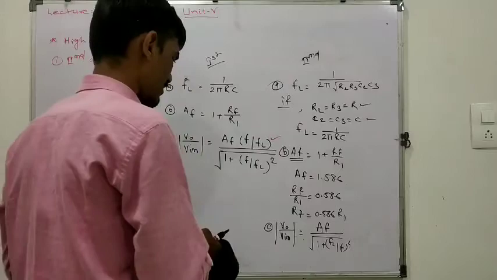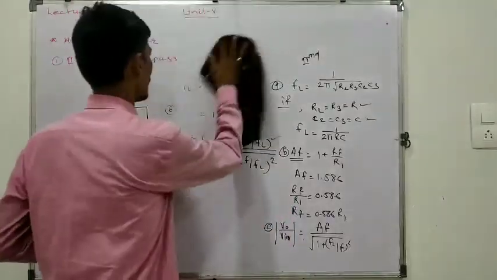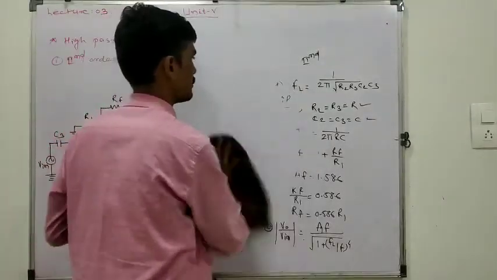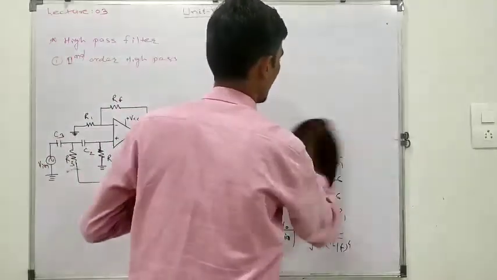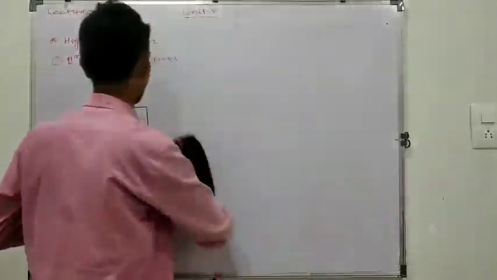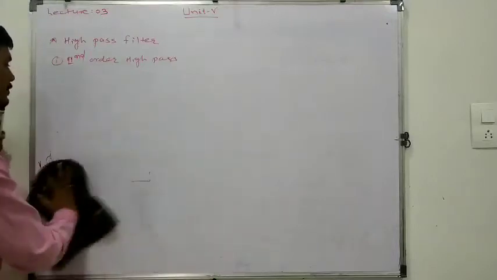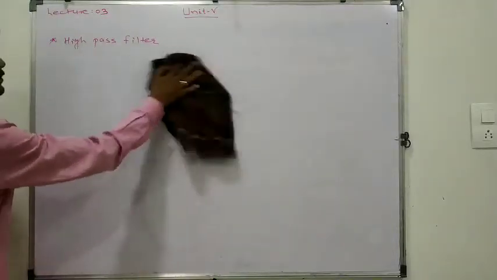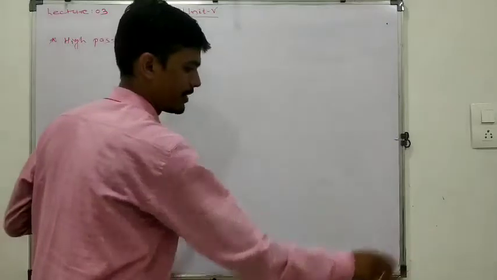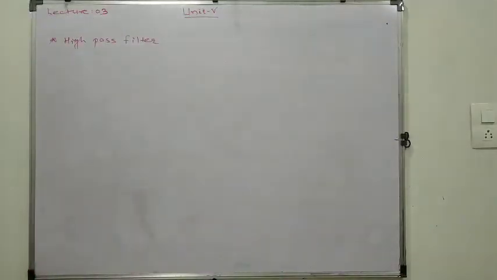Now let us start with the first problem based on the first order high pass Butterworth filter. The first problem is: design a high pass filter with cut-in frequency of 10 kHz with passband gain of 1.5. Also plot the frequency response for the designed filter.